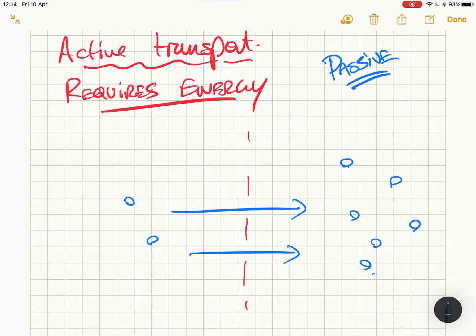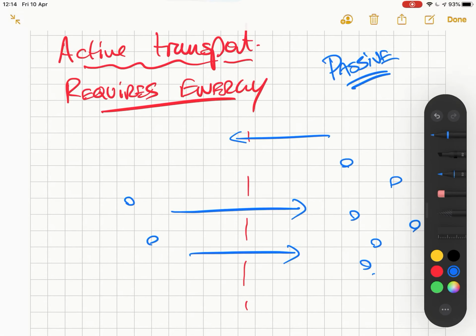That means that there's enough energy in the gradient. The particles are all moving around and they're vibrating. And because they're bouncing around off each other and moving and vibrating, there's enough energy for them to disperse and spread. But in active transport, we're trying to do the opposite. They actually want to go this way. They want to go from high to low.